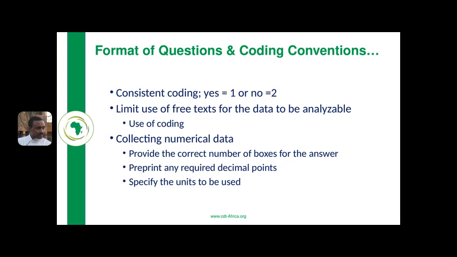And regarding the numerical data, we need to provide the correct number of boxes for the answer, as we've discussed. If we are expecting, for example, 3 digits a response, then we have to give 3 boxes or 3 spaces. And we need also to print any required decimal points. For example, if the precision that we are looking for is to 1 decimal place, then we have to give 1 box after the decimal point. If it is 2, then we have to give 2 boxes or spaces. And we need also to specify the units to be used.